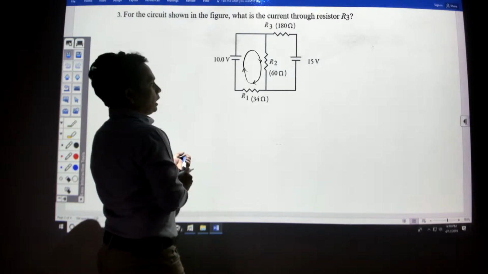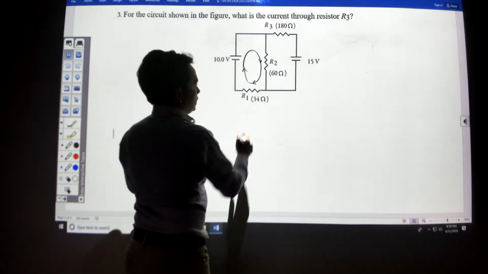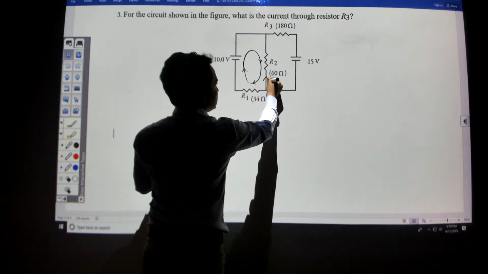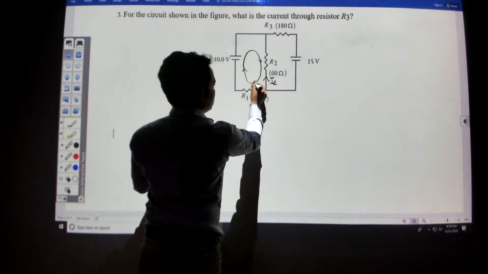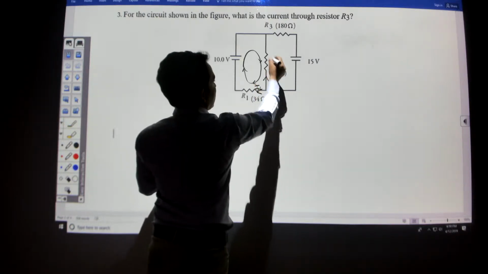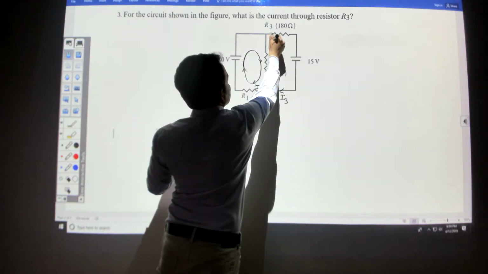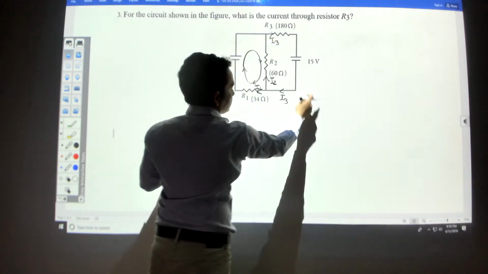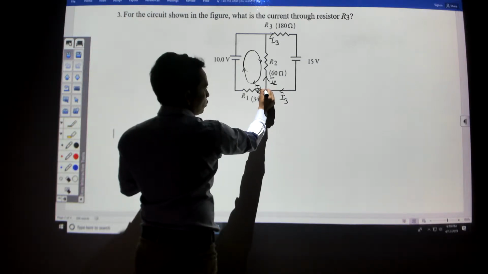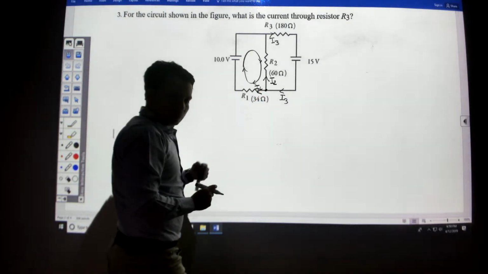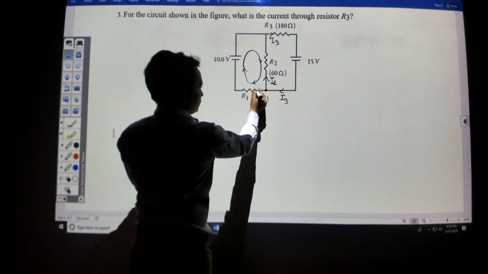Now the next step is you can assume the direction of the current. Here I'm assuming the current is this direction, I2, and this is I1. I can call this an I3. The current goes through here, so this is I1, I2, and I3. And if I look at this junction here, so this is I1.